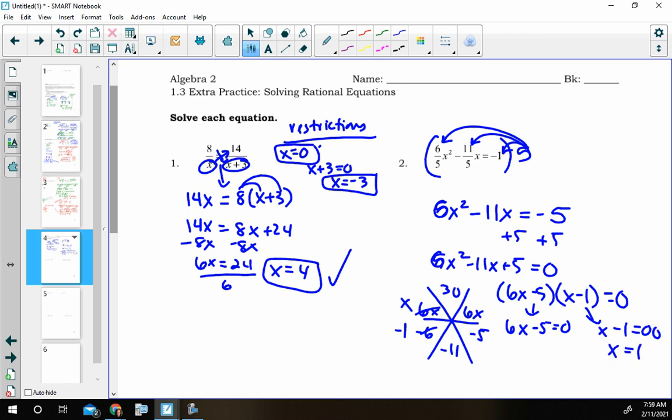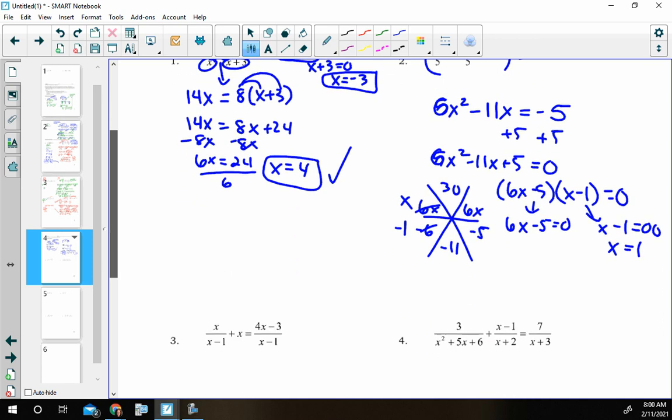So that one's pretty easy because I just have to add 1. This other one here, I have to add 5. Divide by 6. Okay, and there weren't any restrictions for that one. So both my answers should be good.